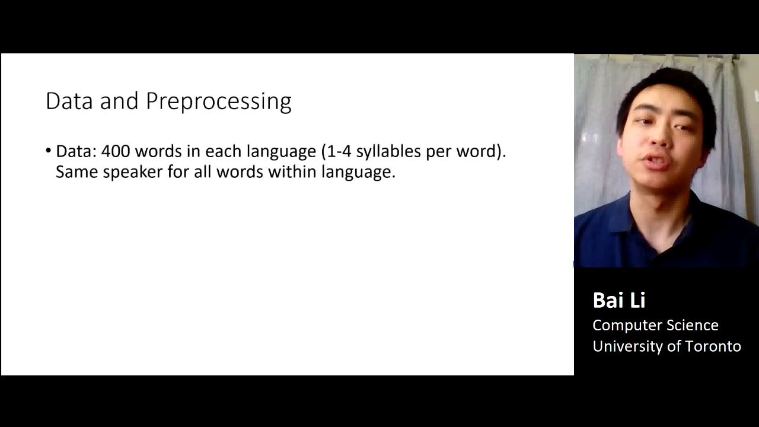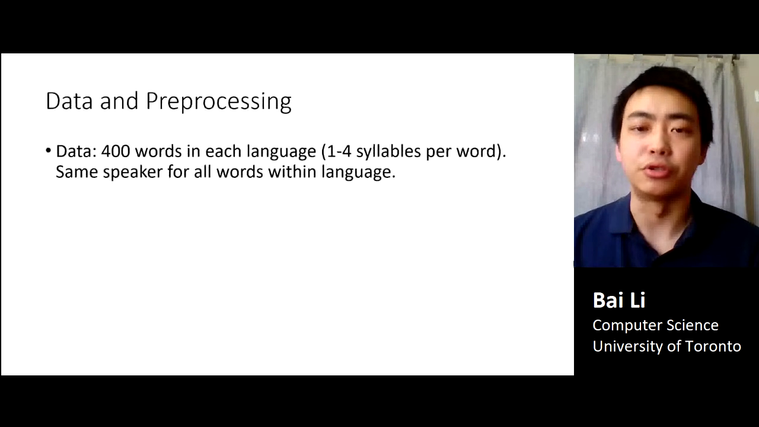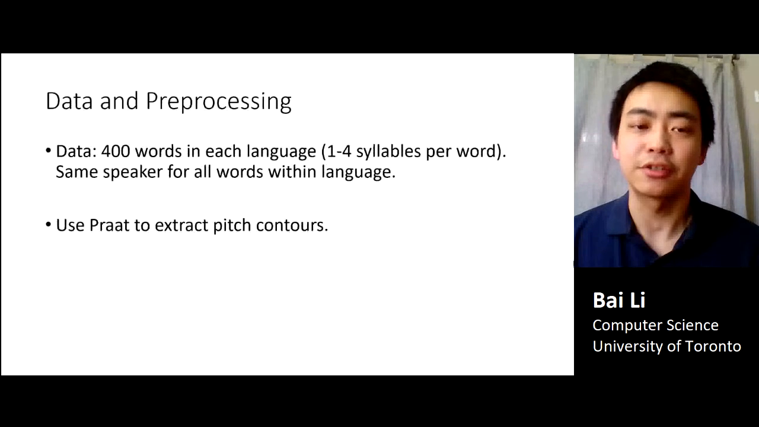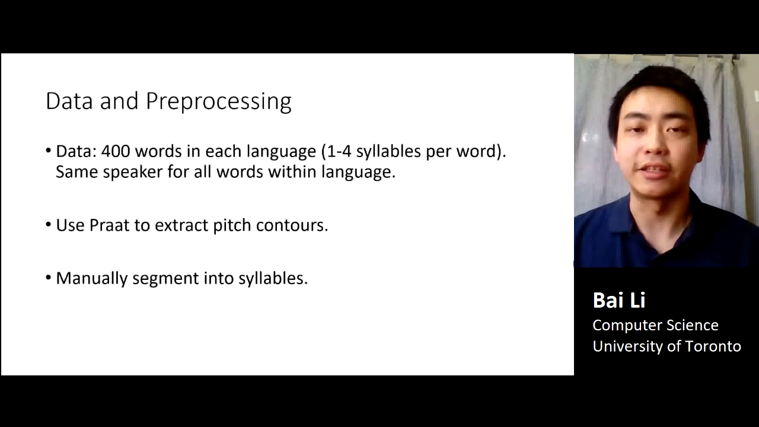The data that we use consists of 400 words in each language. Each word is between 1 and 4 syllables, and within each language, the same speaker speaks all of the words. First, we use Praat to extract all the pitch contours using the default settings, and then we manually segment them into individual syllables for the neural network to use.